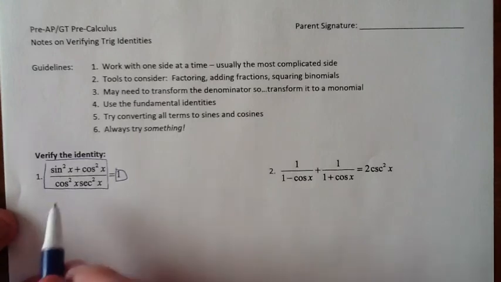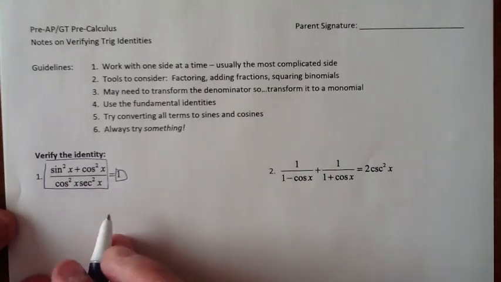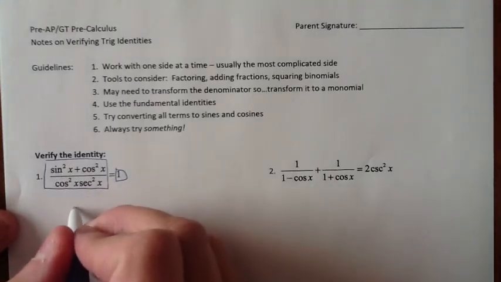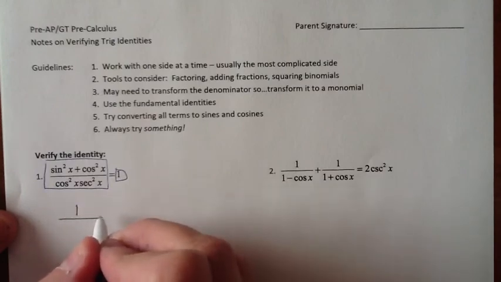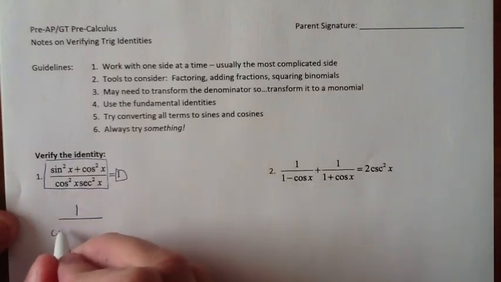Well, the first one's pretty easy. Sine squared plus cosine squared. We know what that is. That's just 1. So I can write the entire top as just 1. Now the bottom, I'll go ahead and leave it for now.